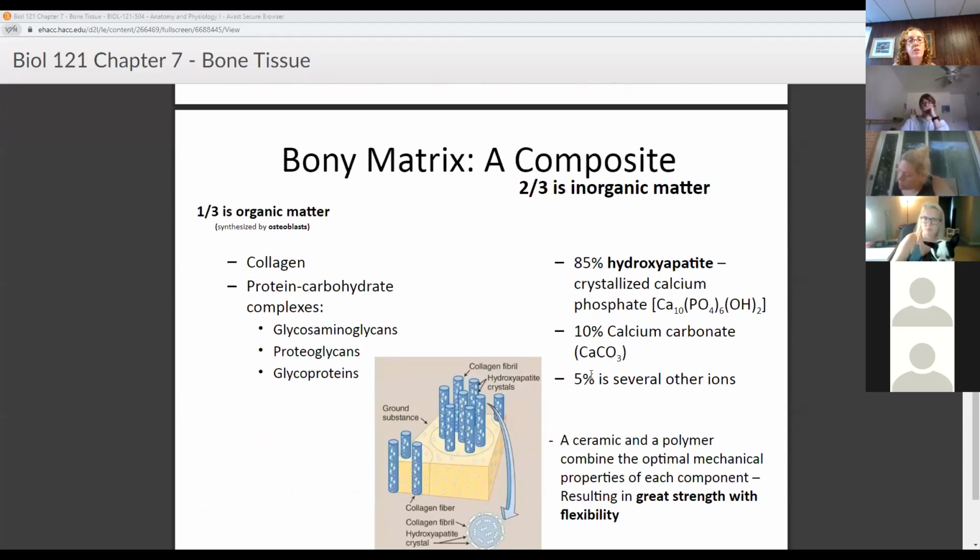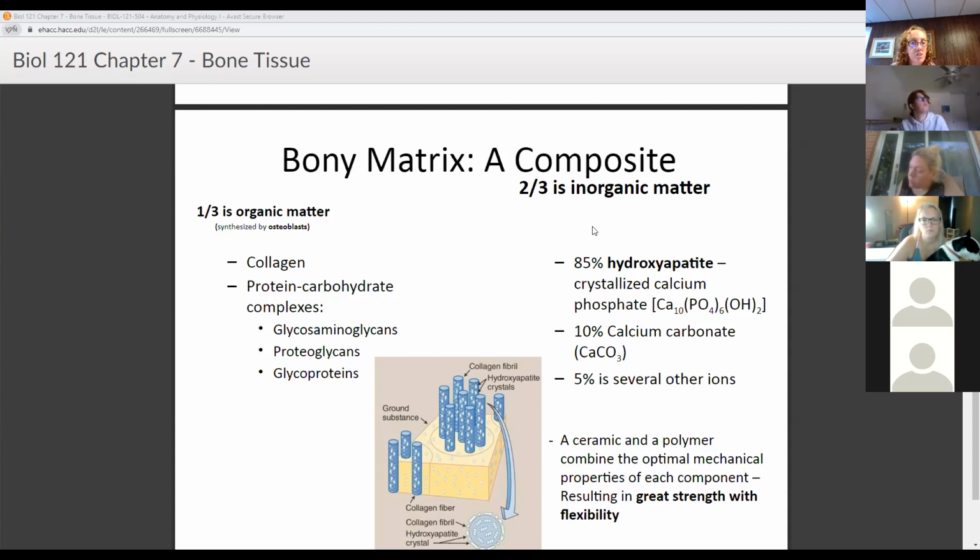So the bony matrix as a whole is made of 1/3 organic matter, which is collagen, protein carbohydrate complexes, which includes glycosaminoglycans, proteoglycans. Remember all this: every time you see the word glycan, you know it's a carbohydrate. Proteoglycan, meaning a protein carbohydrate complex. Glycoprotein, meaning a carbohydrate protein complex.